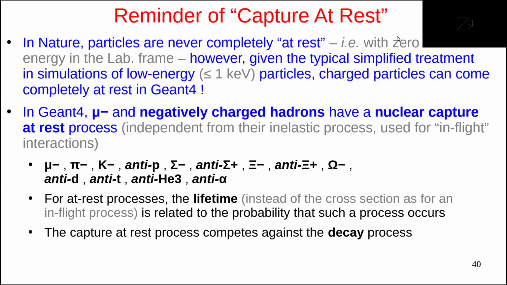There is the possibility to have this process called nuclear capture at rest, which means essentially that these negatively charged hadrons are sucked by the nucleus in some sense. And as I said, for these processes at rest, the concept of cross-section is no longer applicable. We are talking about the lifetime of that process. And the competition is eventually, for those which are unstable, like pi minus, K minus, not antiproton, for instance, which is stable, they compete in a Monte Carlo sense with the decay process.